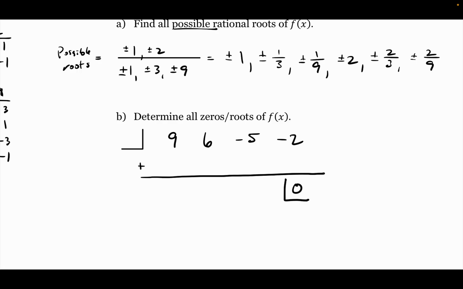So now we tried positive 1, didn't work. So let's try negative 1 now. Let's try negative 1. Do the same process again. Move 9 straight down. 9 times negative 1 is negative 9. 6 plus negative 9 is negative 3. Negative 3 times negative 1 is positive 3. Oops, not negative 5, negative 2.